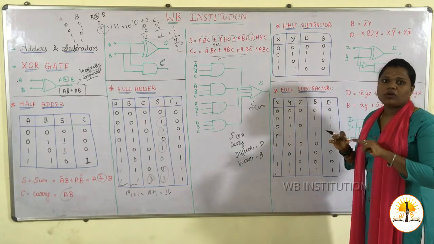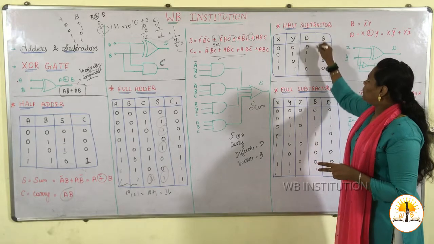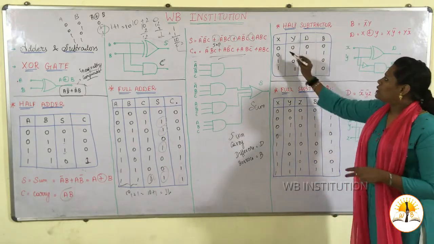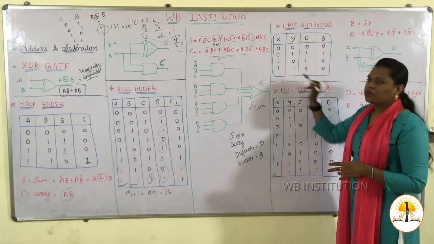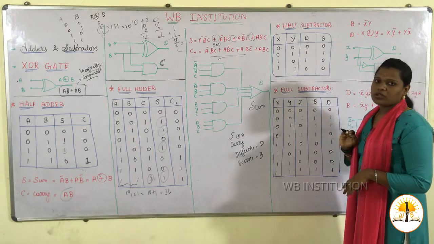What I said, it involves only two variables, X and Y, and the outputs are D and B. D is nothing but the difference between the two, and B is the borrow. Just write down 0 0 0 1 1 0 1 1. 0 minus 0 gives you 0, so the borrow also will be 0.